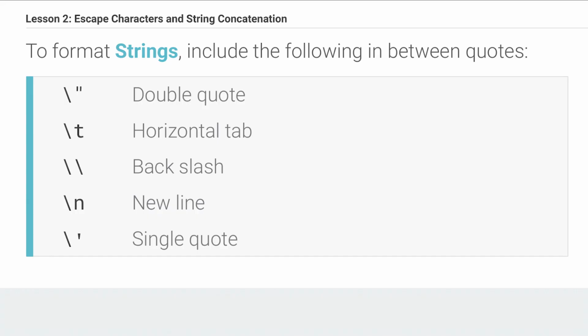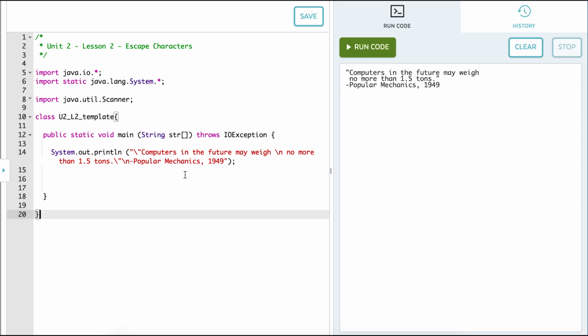So here are some of the other escape characters. We've already seen the double quote, and we've used new line. You also can tab things over using a horizontal tab. We can use it to print the backslash itself, and we can also use it to do the single quote. There are more of these. If you ever want to, you can just Google escape characters, but these are the ones you're expected to know for this course.